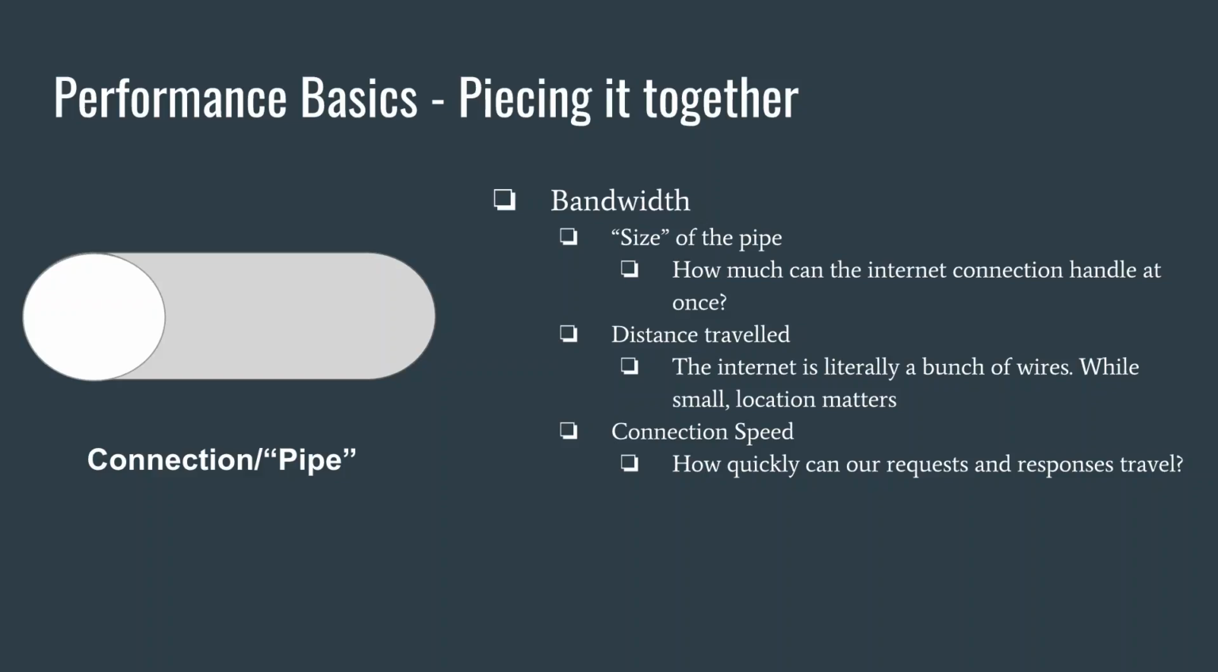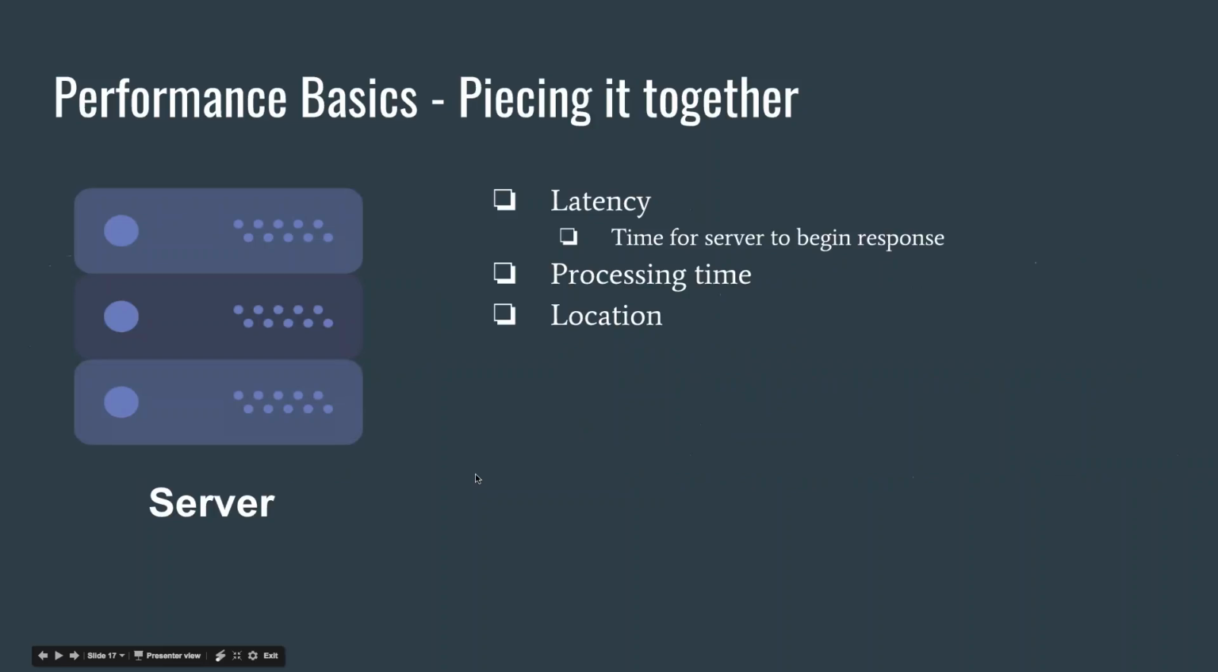Last piece here, connection speed: just how quickly can our requests and responses travel. That directly relates to what I was mentioning previously with the distance. So that's that connection, or that pipe in the middle, where everything is traveling, that highway that everything's going back and forth on. How large is it? So how much can be happening in parallel at one time? How far do these messages and these requests have to travel? And then how quickly can they move back and forth?